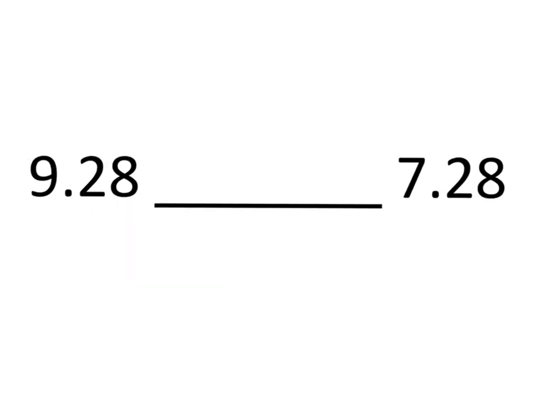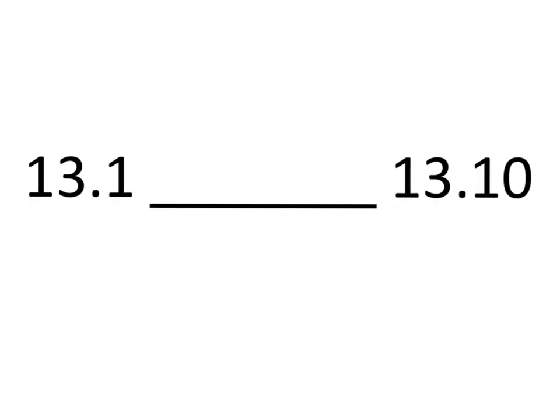Our next one is 9 and 28 hundredths is greater than, less than, or equal to 7 and 28 hundredths. Well, guys, this one is a dead giveaway, because if you notice, there is a 9. They have 9 wholes. Here's 7 wholes. We don't even need to look at the 28 hundredths, because 9 is larger than 7. So our big 9 and 28 hundredths is greater than 7 and 28 hundredths, just by looking at the wholes, the ones place.